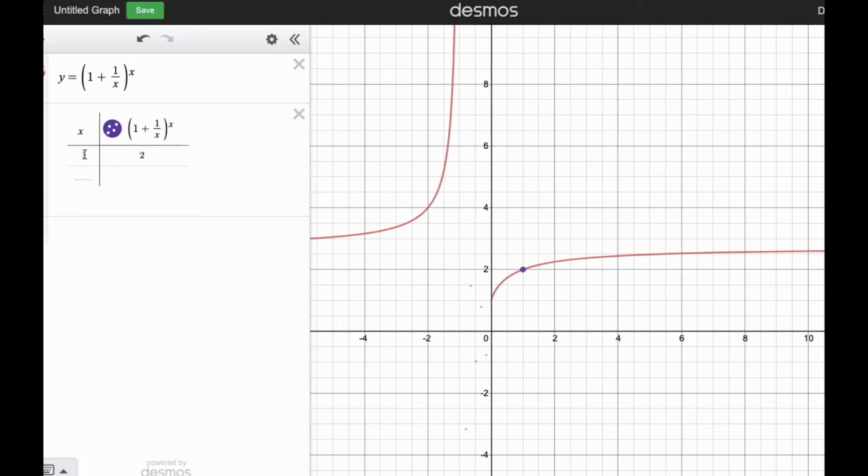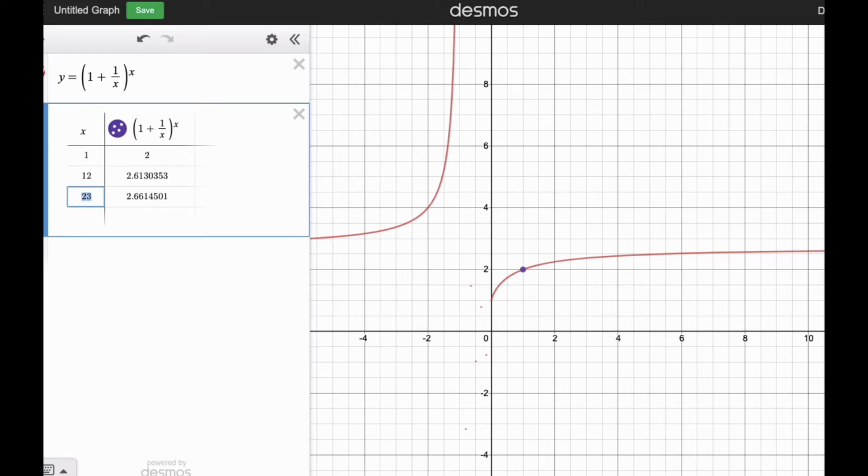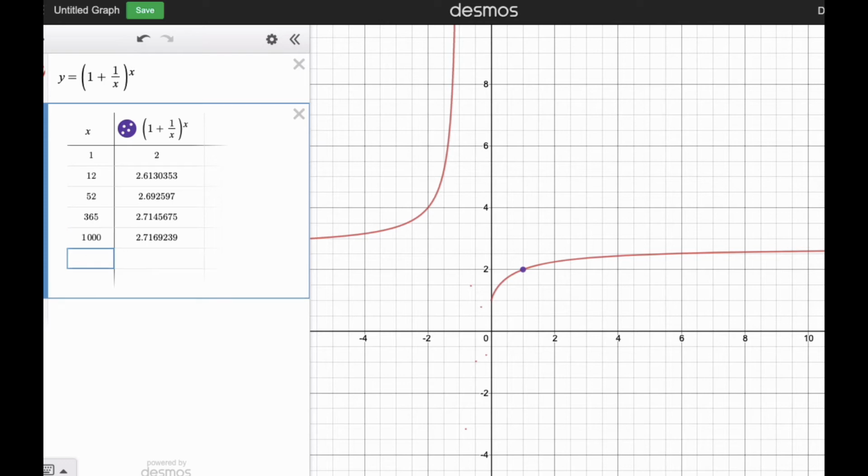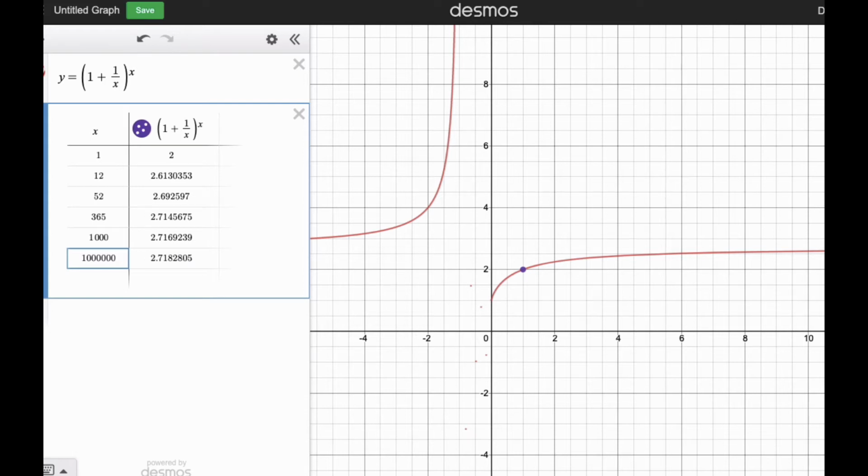If it's $1 at 100% for 1 year compounded per year, that will become 2. If I go for 12 months, I would now have 2.6. If I go for 52 weeks, I would have $2.69. If I go for 365, I get 2.71. And then it asked me to go continuously, which I can't really do, but I can start to make larger numbers. So what happens if I go 1,000, or 10,000, or 100,000, or 1,000,000?